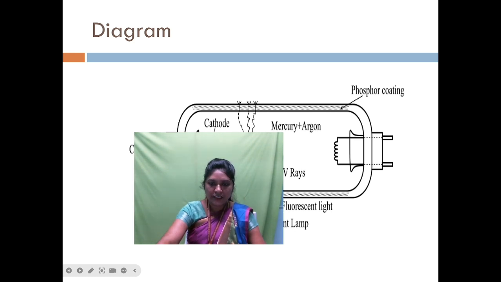So what happens is, initially the electrons react with the mercury and ionization takes place and it produces UV rays, and when they fall on this phosphor coating, the light glows. Here this is a glass cover and this is the phosphor coating. This is the cathode and this is the anode. The electrons move from the cathode towards the anode, and on the outside there are contact pins, which are used to place the lamp in the holder, and there are two filaments.